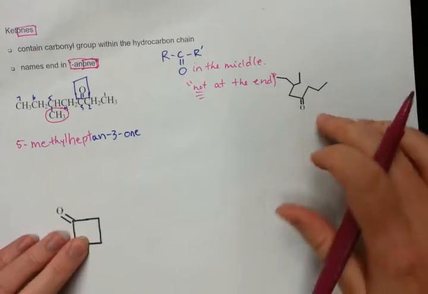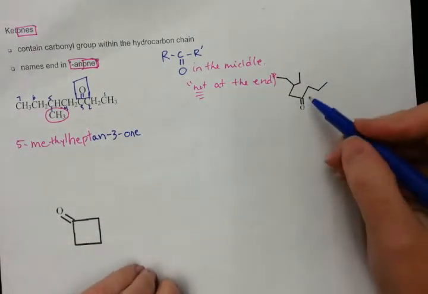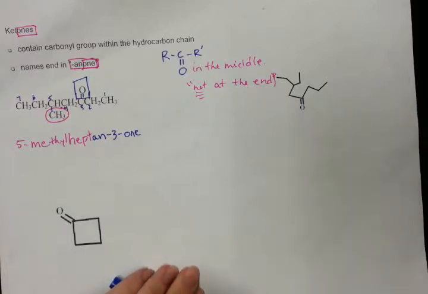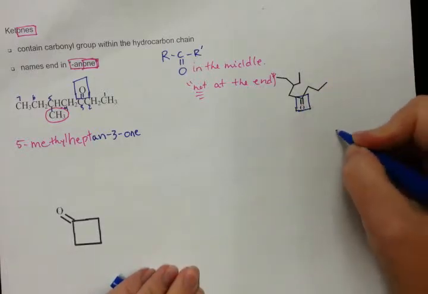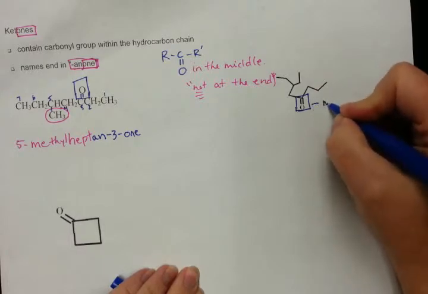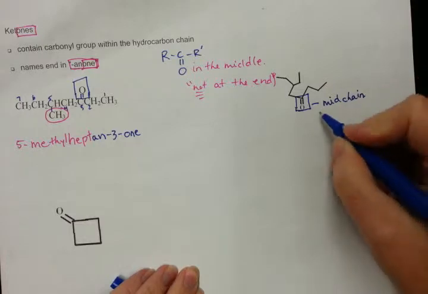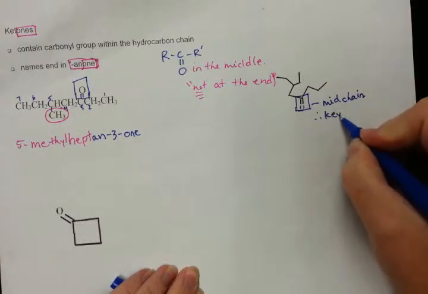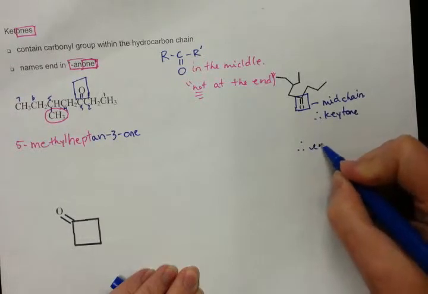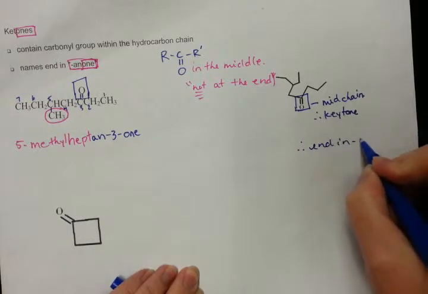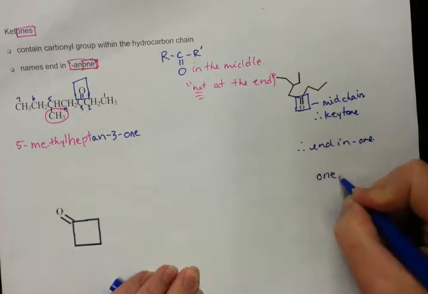In this example over here, we can do the same thing. Name the longest continuous chain that will involve the carbon with the double bond to the oxygen, as that is the interesting thing. We know that mid-chain means it's a ketone, and therefore will end in -one. So we can start with -one.